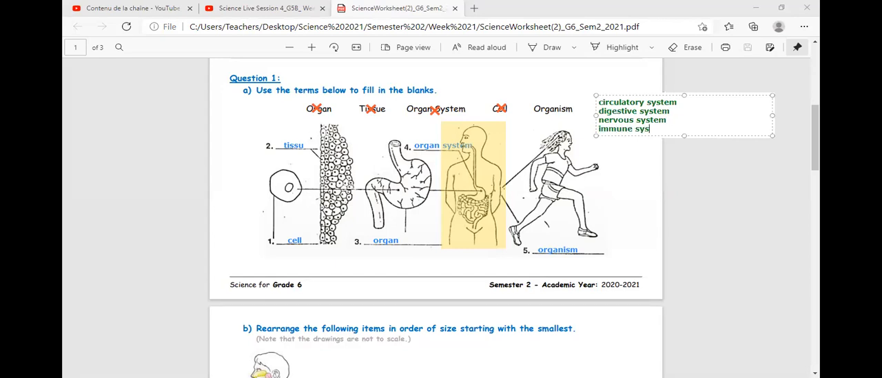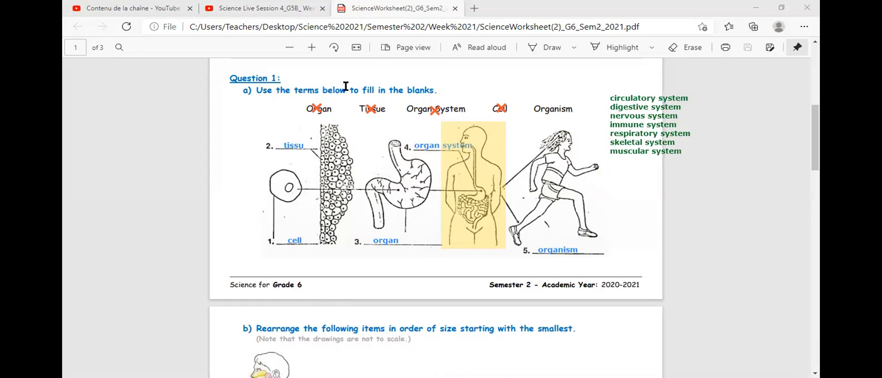Immune system. Respiratory system. How do you breathe? You use your respiratory system. What else? Skeletal system. Bravo, Leia. Leia also reminded me of the muscular system. So too many systems work together in our body to keep us alive and healthy.